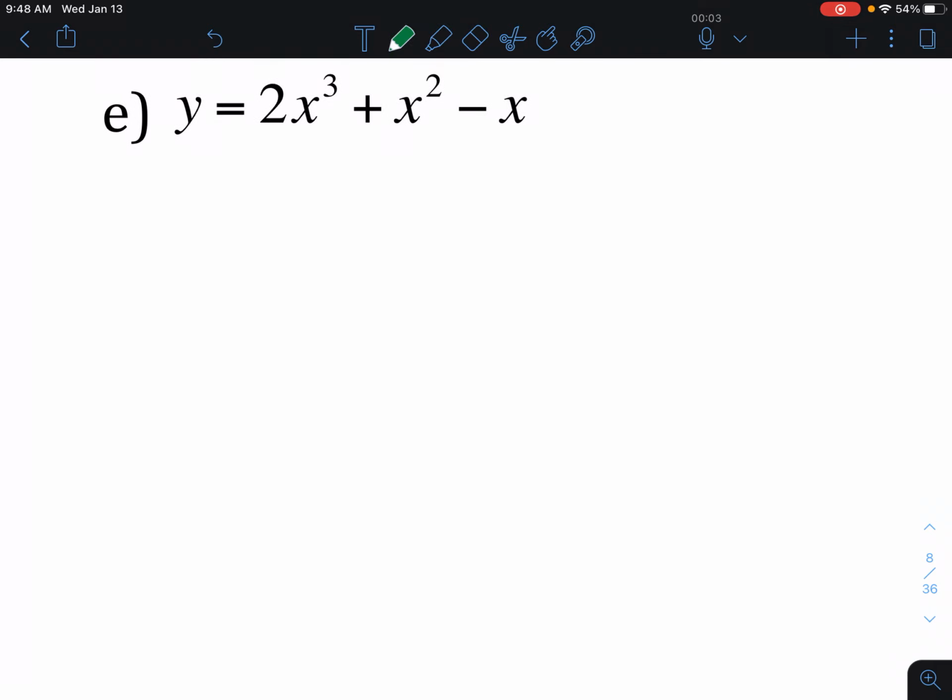Letter E. Let's factor. Do we have a GCF? Remember, we're always looking for a GCF first here. We do. We have an x. So x in parentheses.